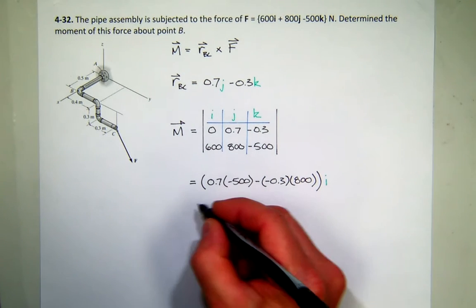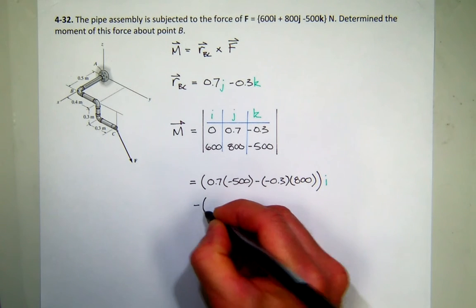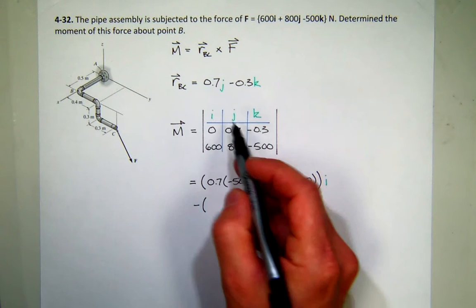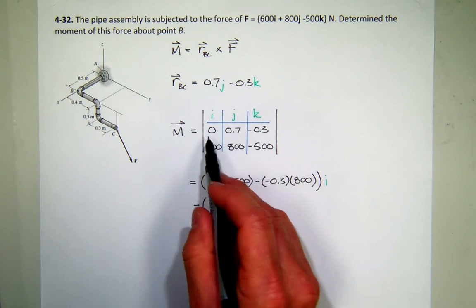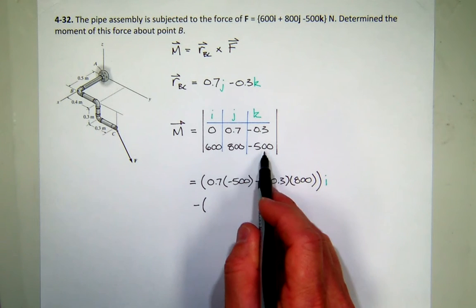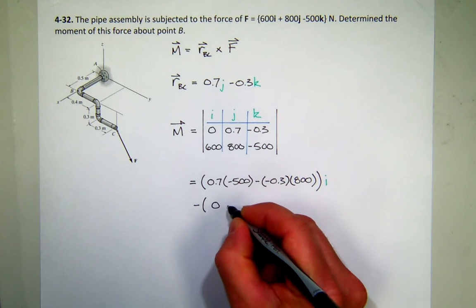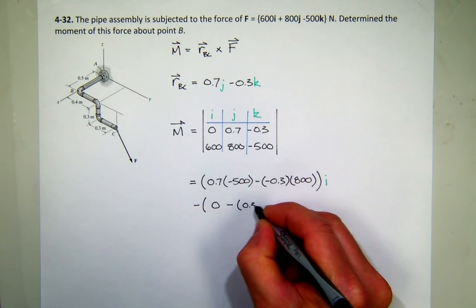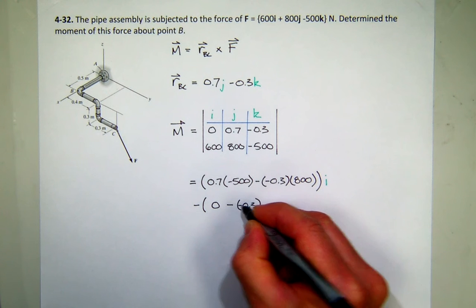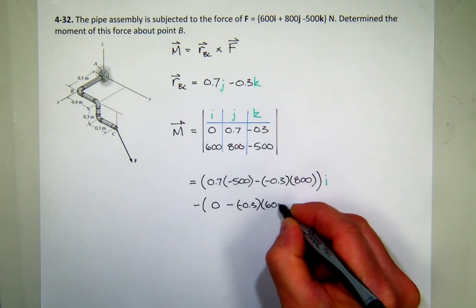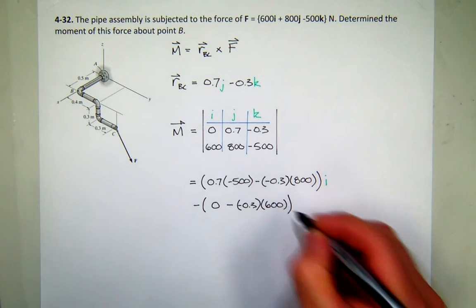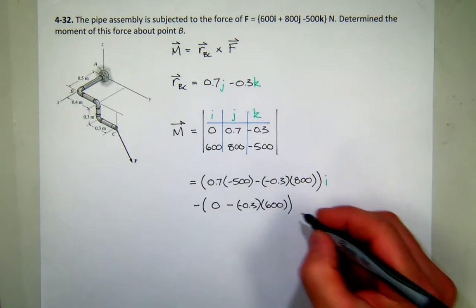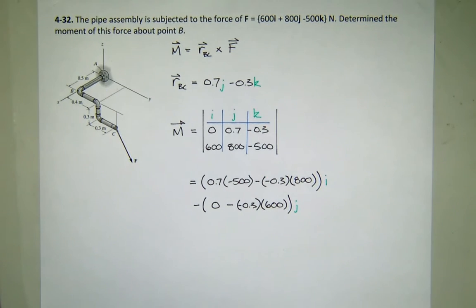Remember, the J component already starts off negative. You get that negative sign just to start. So now I'm going to isolate this. The cross term here is 0 minus this term, which is negative 0.3 times 600. And that should be the J component.